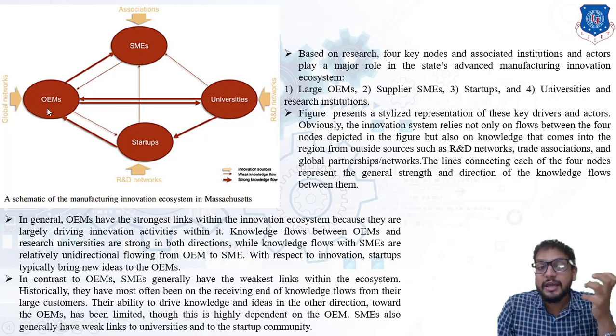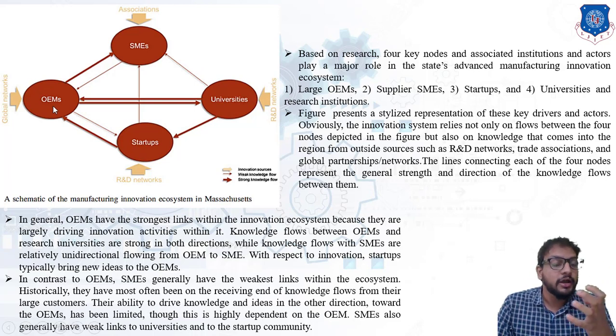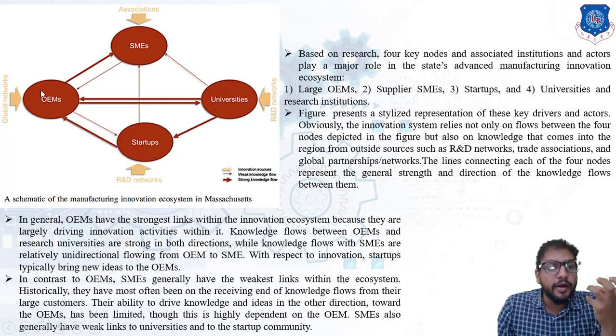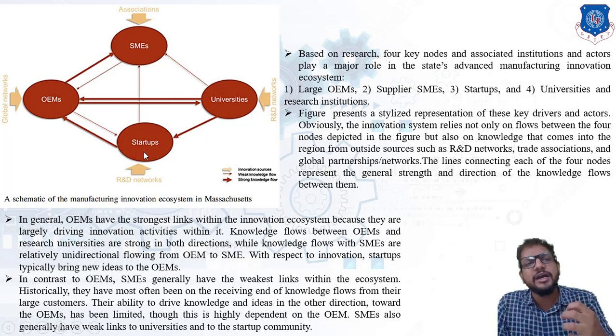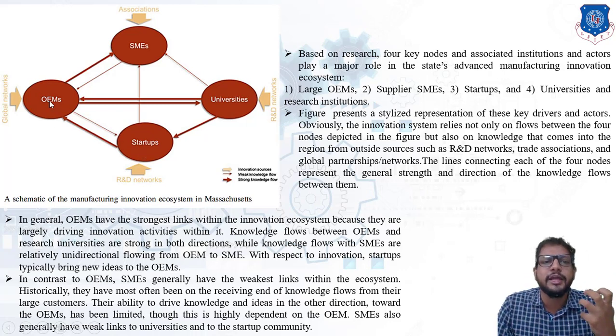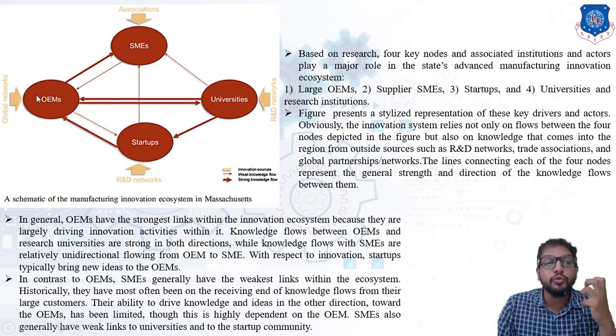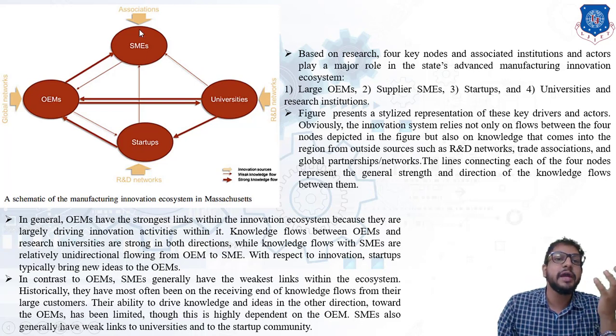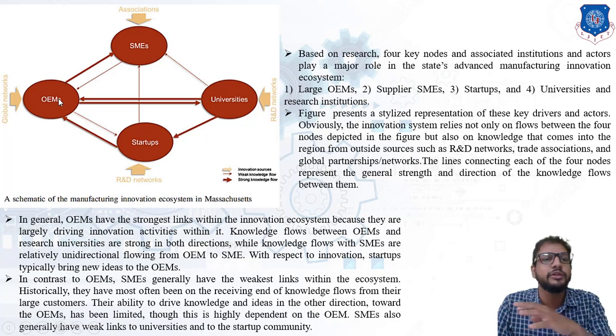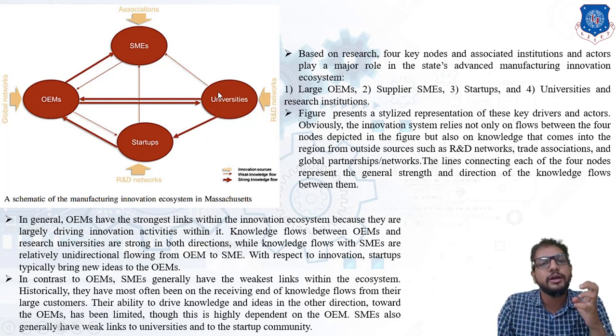Why? Because OEMs are going to produce an innovative product, but some ideas are already required. So the startup company is always going to provide a new idea or new innovation to the OEMs. So we would say there is a strong knowledge flow from a startup towards the OEM. And from the OEM, the knowledge flow takes place to the SME and to the universities. In the case of the universities, the knowledge flow is in both directions, that is from the OEM to the university and from the university to the OEM.